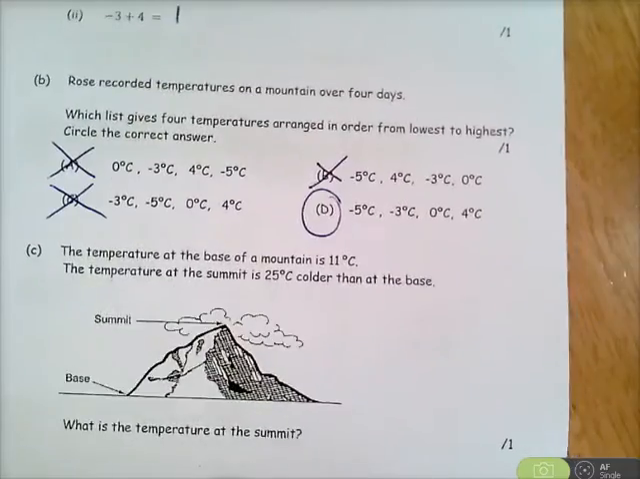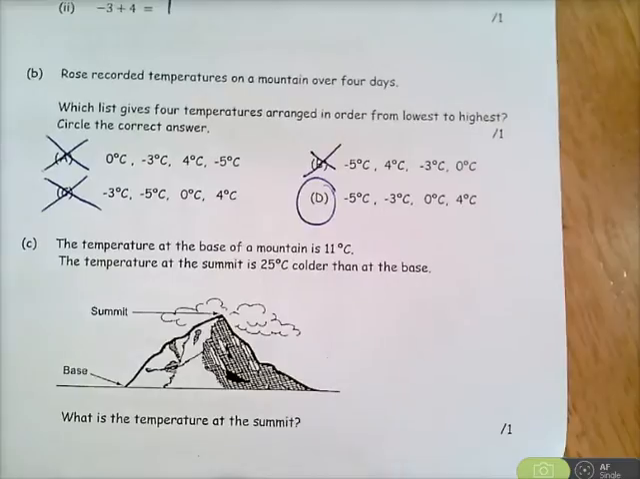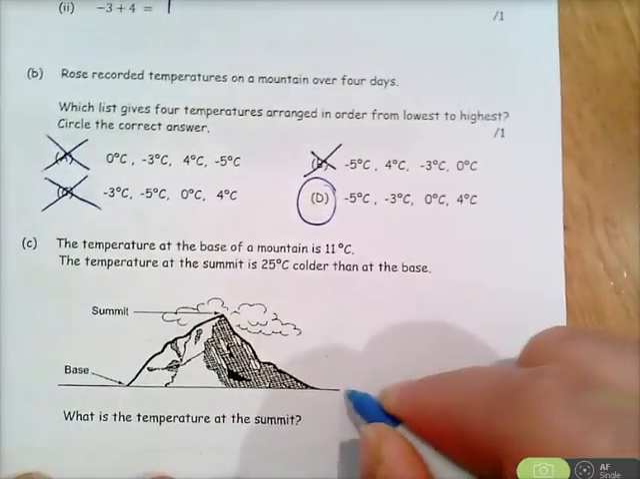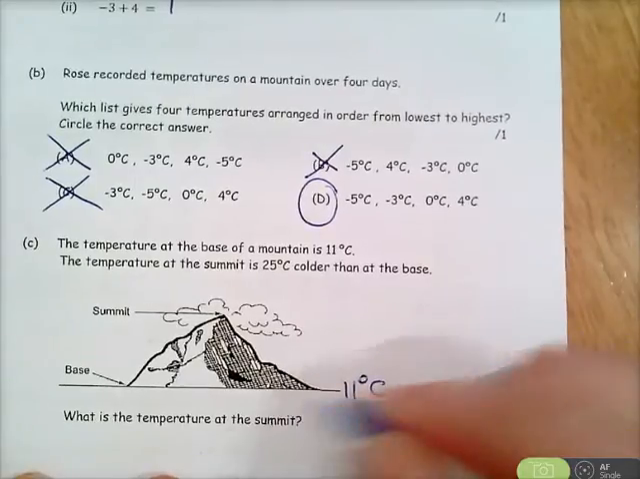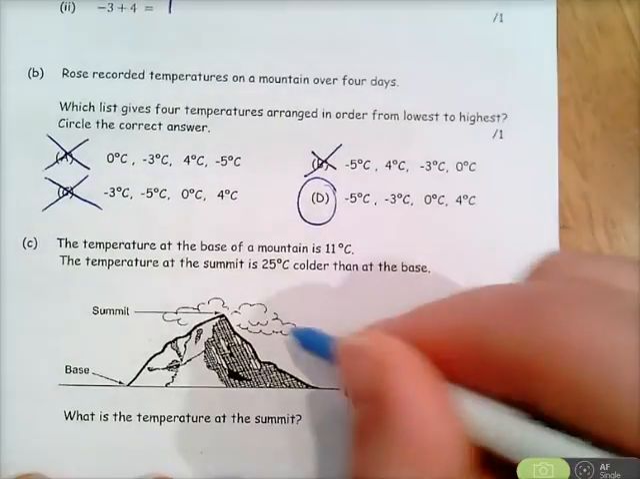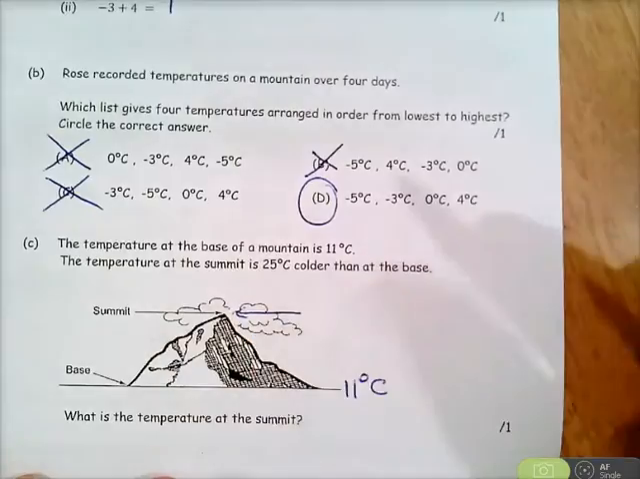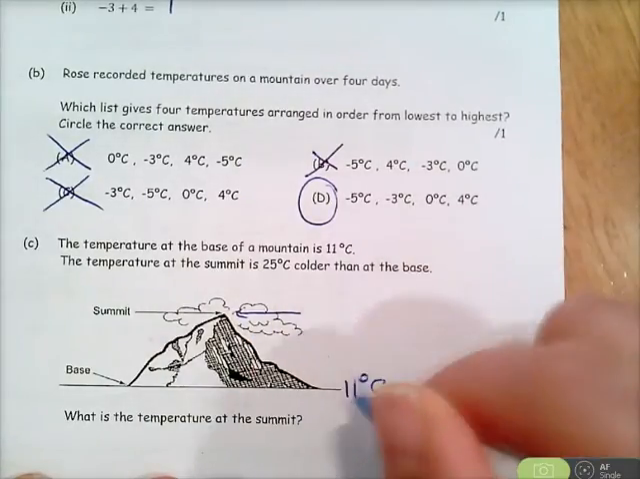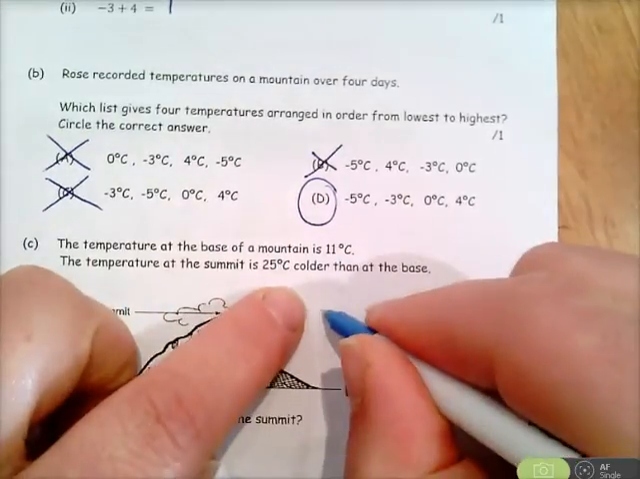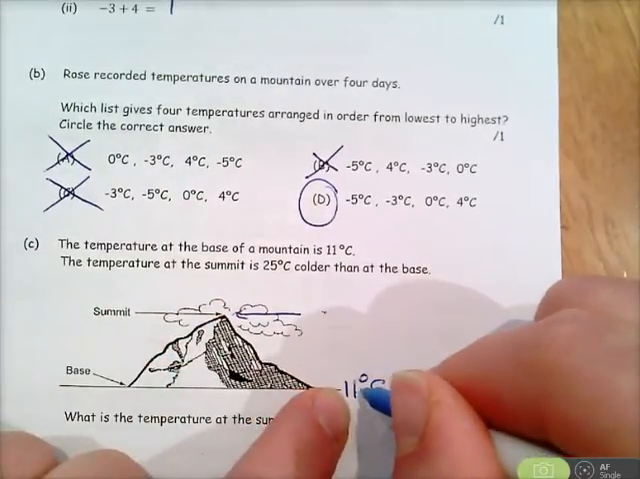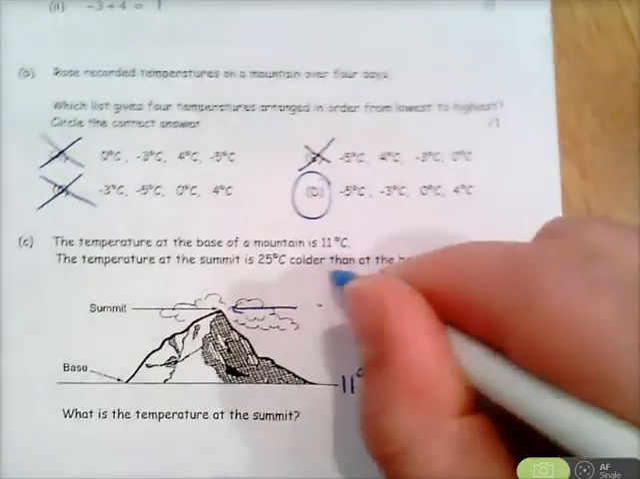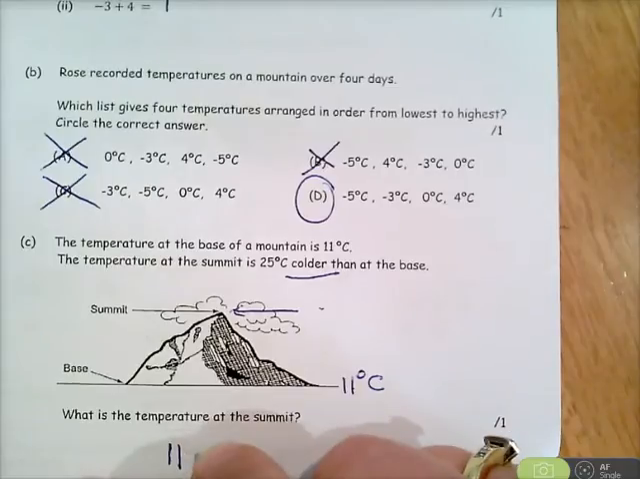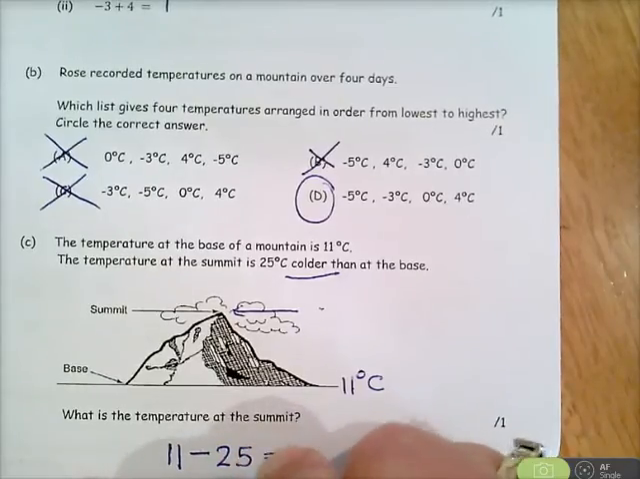Okay, now, this question here, question C. The temperature at the base of the mountain is 11. So down here it's 11 degrees, and up here at the summit, it's 25 degrees colder. So the temperature up here is less than the temperature down there. Because it's colder, you have to take away the 25 from the 11. So we go 11 minus 25.